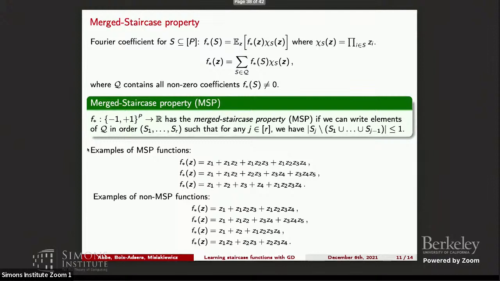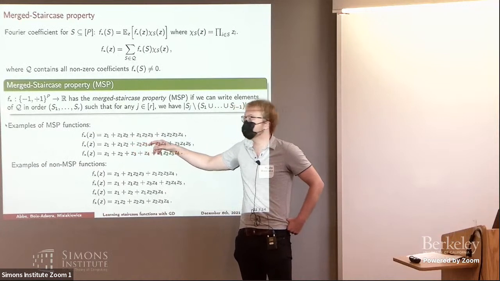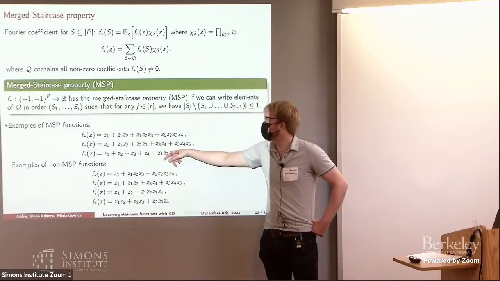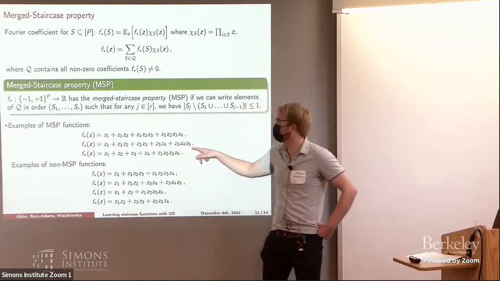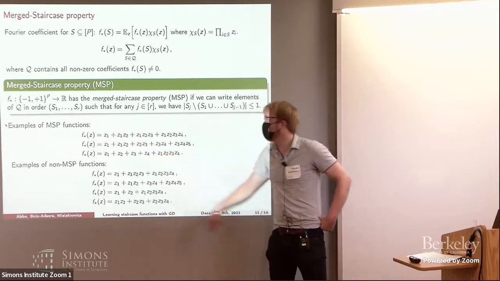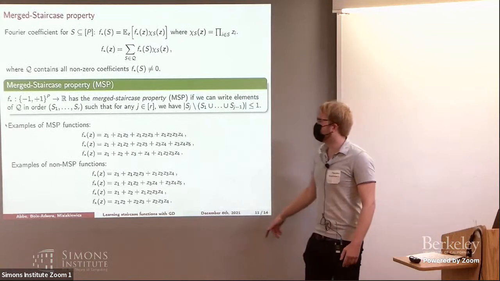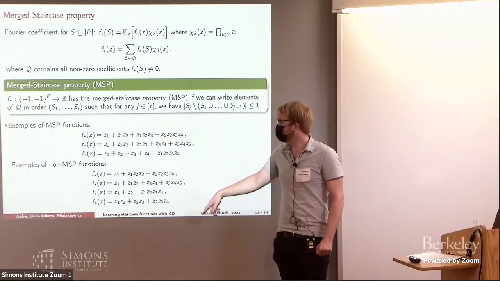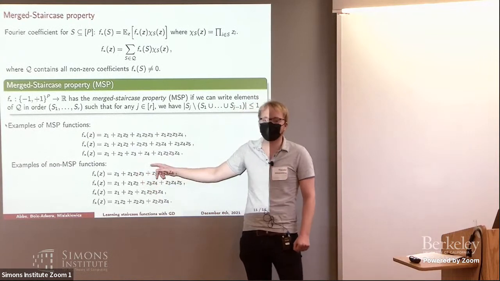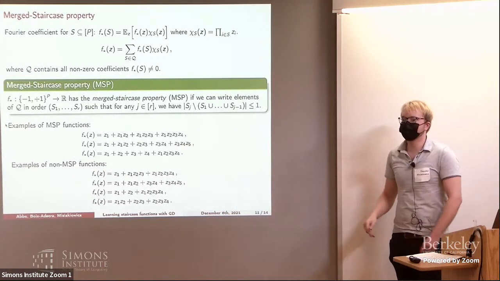Here are a few examples to make it more concrete. For this first one, it's the degree 4 staircase, and at each monomial you only add one new coordinate to the support. Same here, you add Z2, then Z3, then Z4, then Z5. Here, Z1, Z2, Z3, Z4 is contained in the degree 1 monomials. Examples of non-MSP functions are those. For example, to go from Z1 to Z1, Z2, Z3, you add two coordinates at a time. So they're non-MSP.